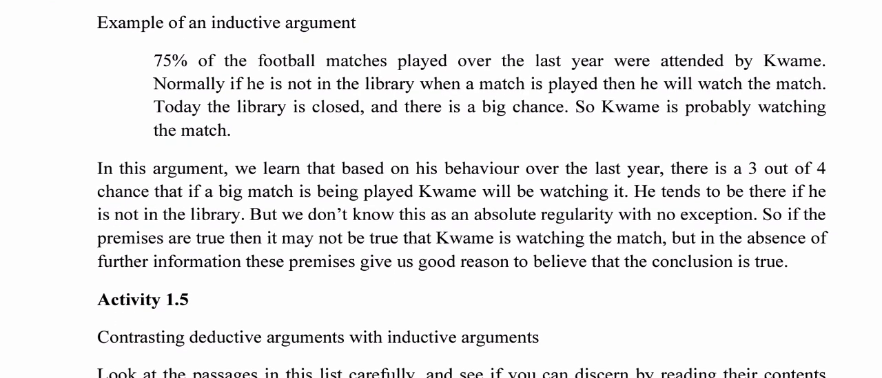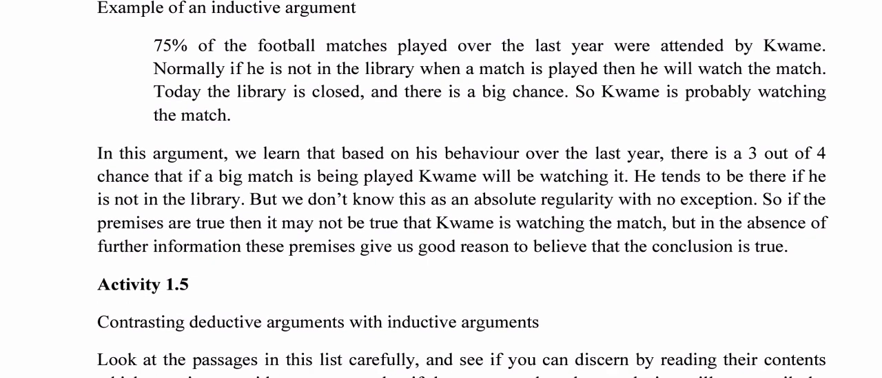So let's try to read the statement down there. In this argument, we learn that based on his behavior over the last year, there's a 3 out of 4 chance, that's the 75%, that if a big match is being played, Kwame will be watching it. They are not saying he will go to watch, as in deductive. You should note that. They are saying he will probably watch it, but the probability is slightly above average. 75% is a good probability.